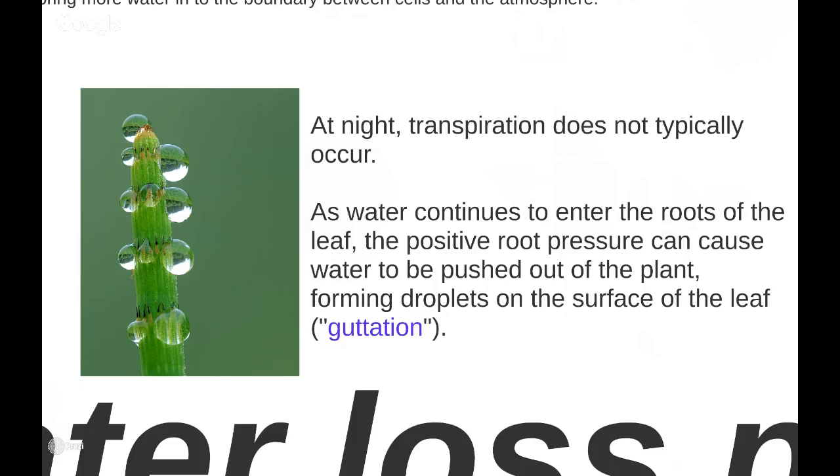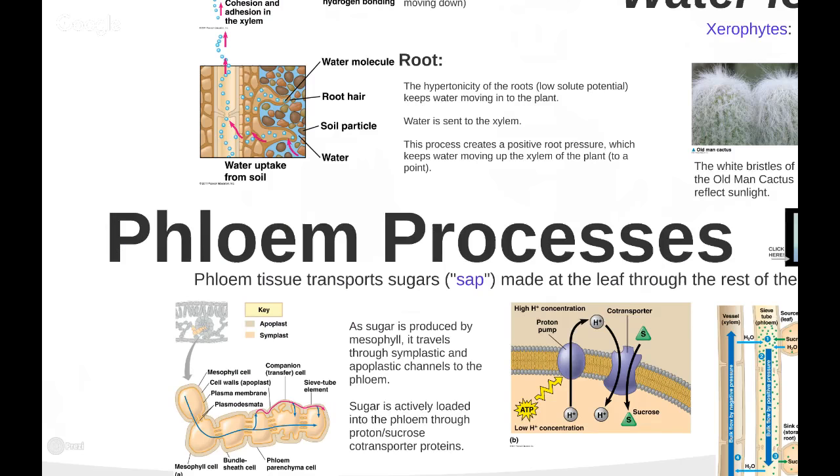And then finally, talking about the phloem. In my class, we talked about this idea of source and sink, where phloem tissue transports sugars made in the leaves to the rest of the plant. It's not just a downward movement, but it is movement to where plants need sugar. And this is a use of active transport. Plants have to spend energy to get this process to happen. So sugar is actively loaded into the phloem through an active transport protein.